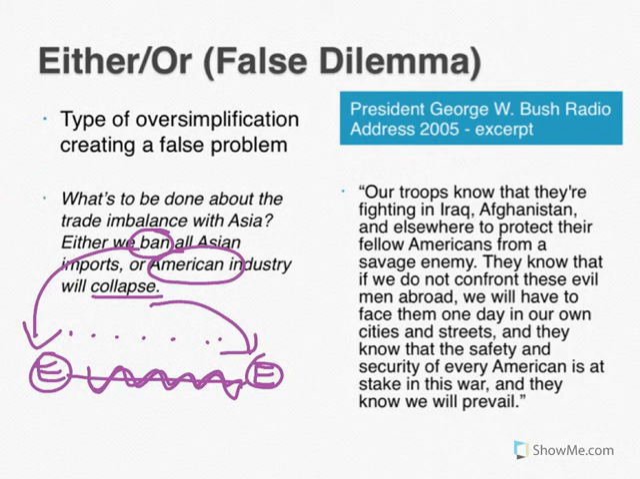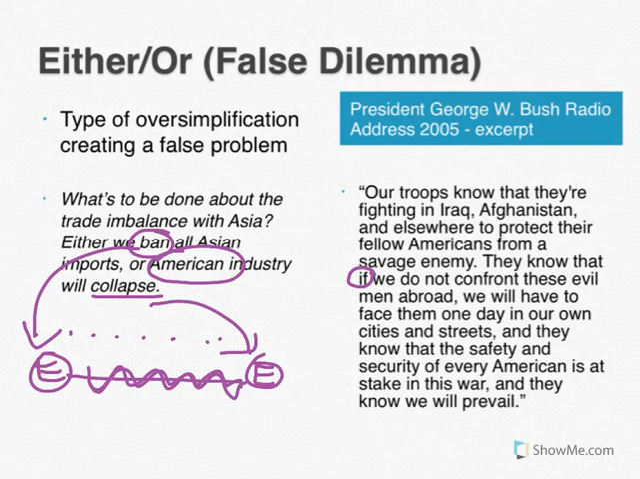One final example, this is from former President George W. Bush in a radio address that he gave in 2005. It's a much longer address, and this is not his entire speech. But he says here, our troops know that they're fighting in Iraq, Afghanistan, and elsewhere to protect their fellow Americans from a savage enemy. They know that if we do not confront these evil men abroad, notice the word if, we will have to face them one day in our own cities and streets, and they know that the safety and security of every American is at stake in this war, and they know we will prevail.